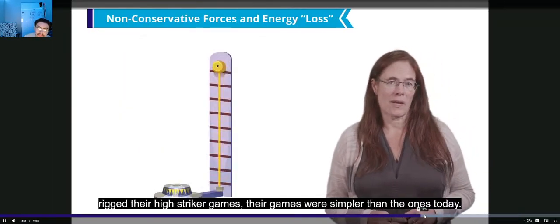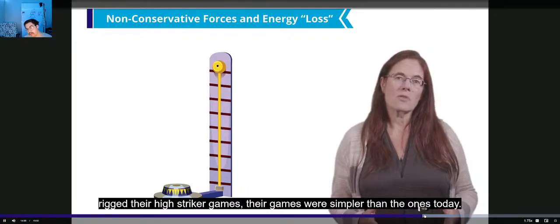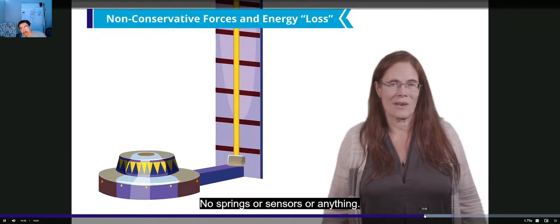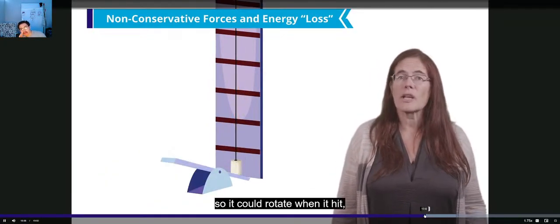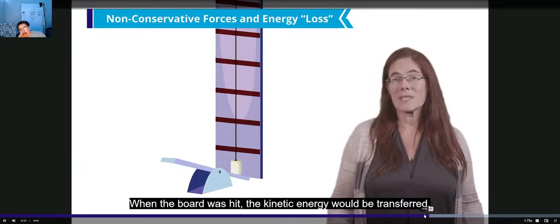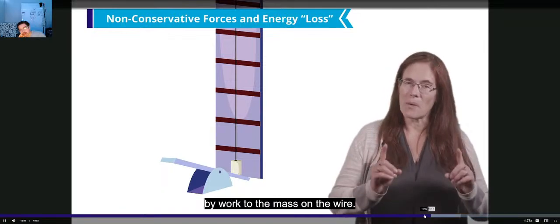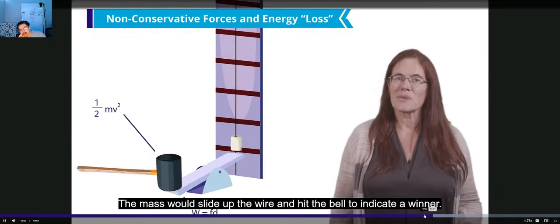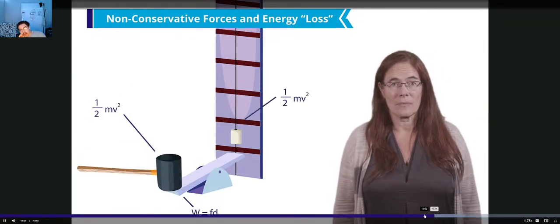In the 1930s, some unscrupulous game operators rigged their high striker games. Their games were simpler than the ones today. No springs or sensors or anything. Just a board on a fulcrum, so it could rotate when it was hit, and a mass on a wire resting on the other side of the board. When the board was hit, the kinetic energy would be transferred, by work, to the mass on the wire. The mass would slide up the wire and hit the bell to indicate a winner.